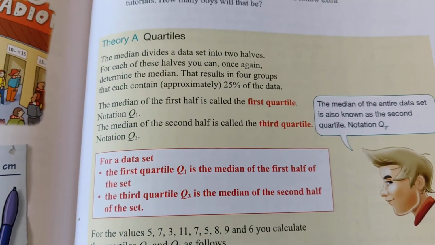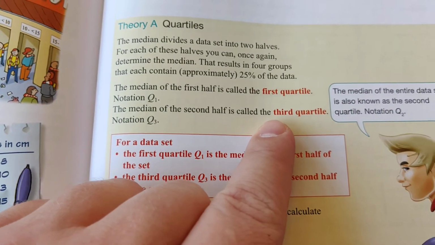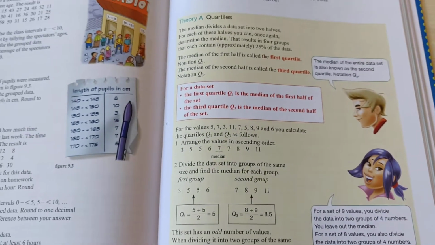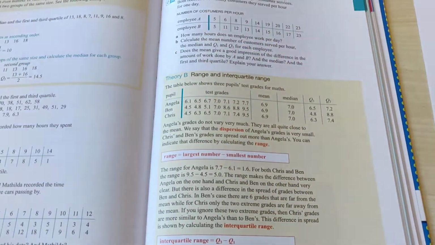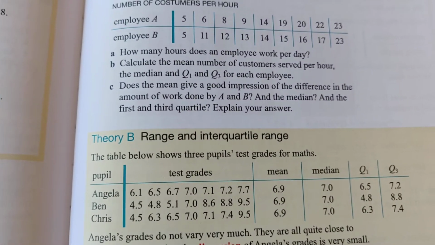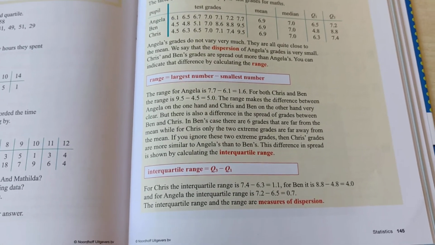You're going to learn what quartiles are. And here you can see the first quartile and the third quartile. So one thing that's missing is the second quartile. So I'll tell you something about that also. And then I'm going to tell you about the range and the interquartile range. So you can see a lot of new difficult words here. Alright, so let's just get started.